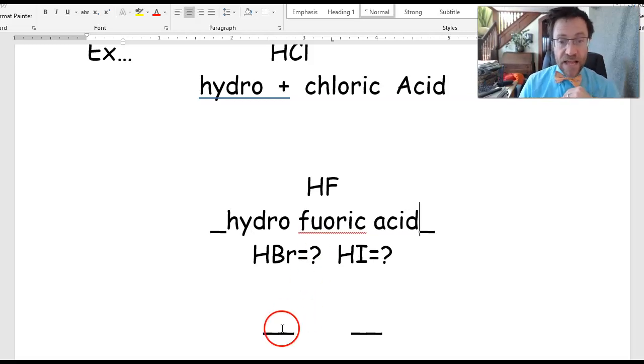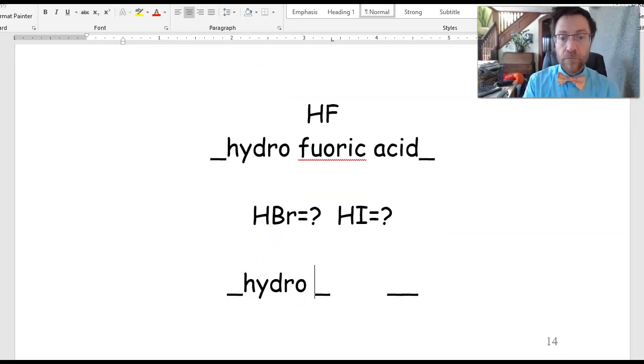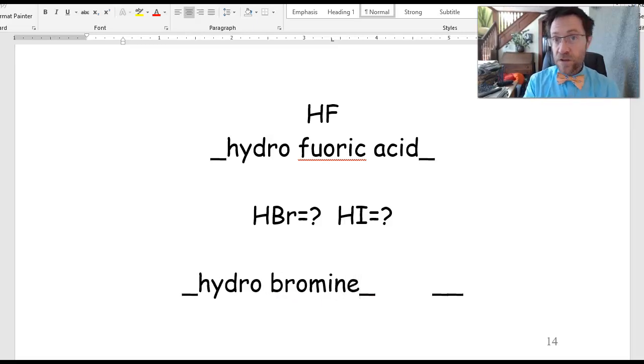This next one is again a binary. There's just hydrogen and one other thing, so it's going to start out with hydro. And Br is bromine. But we just take that ending, that "ine," and turn it to ic. That's all there is to it.